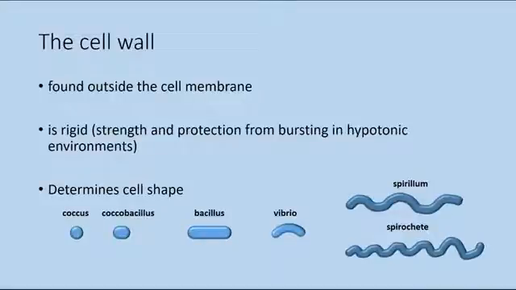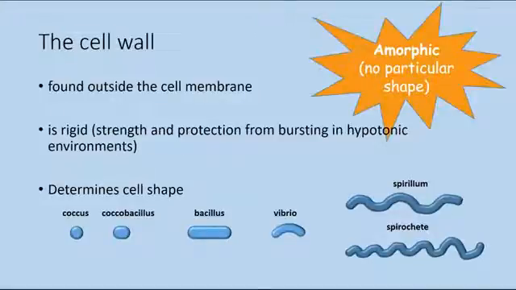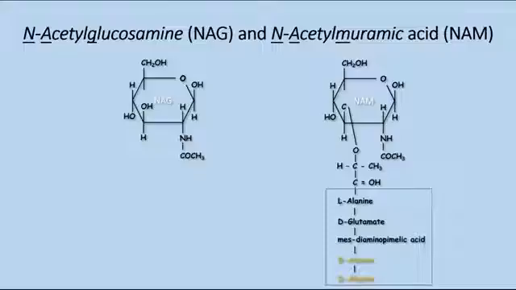Cells without a cell wall are going to be amorphic. They're not going to have a predetermined shape, so they won't have a fixed shape. An example of an amorphic cell are the bacteria known as Mycoplasma. Mycoplasma do not have a cell wall. They're going to live inside a host cell that will help them maintain the constant isotonic environment that they need to grow in.